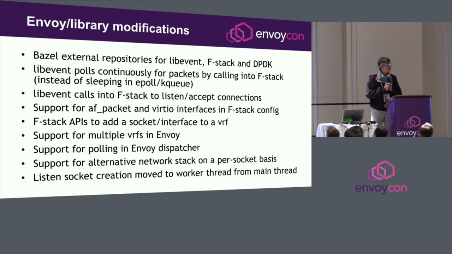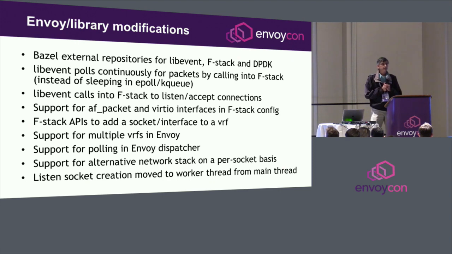So this is a quick summary of the changes that we had to make in Envoy to get this working. We added Bazel external repositories to include DPDK, FStack, and libEvent. libEvent polls continuously, as I mentioned. And libEvent calls into FStack to accept new connections or to listen for connections. Inside FStack, we added support for AF packet interfaces and VirtIO. And we also added support for IPv6 in FStack because that was not supported.